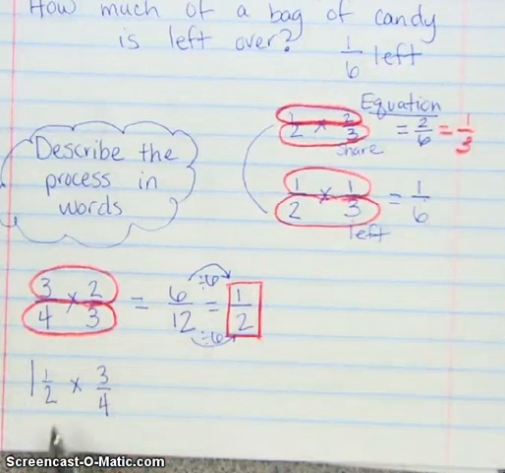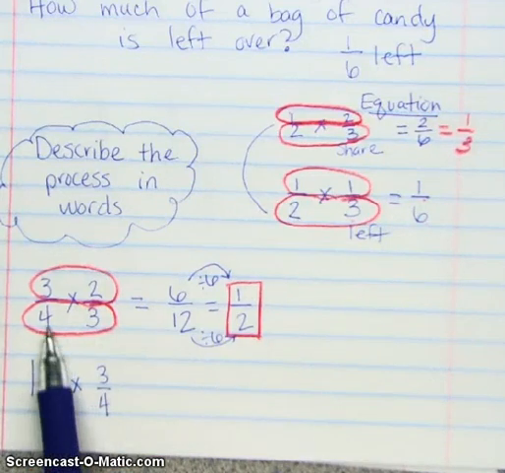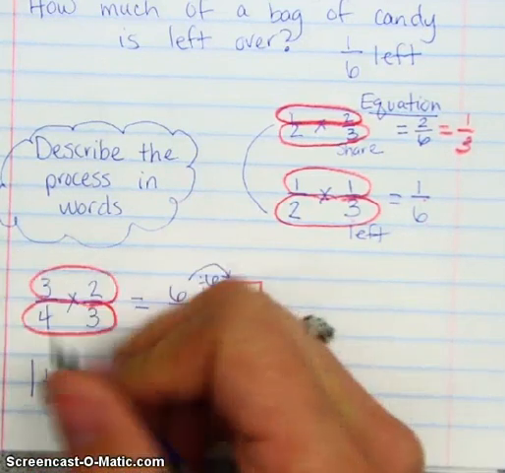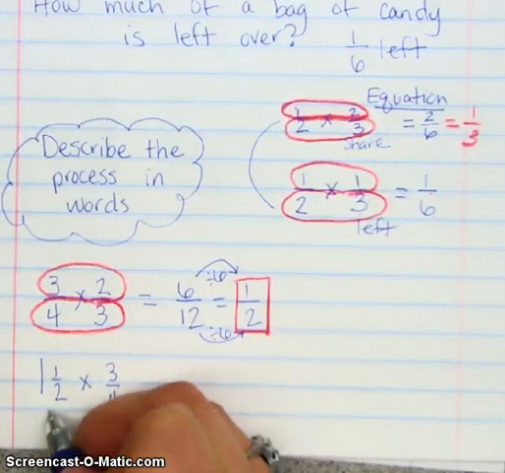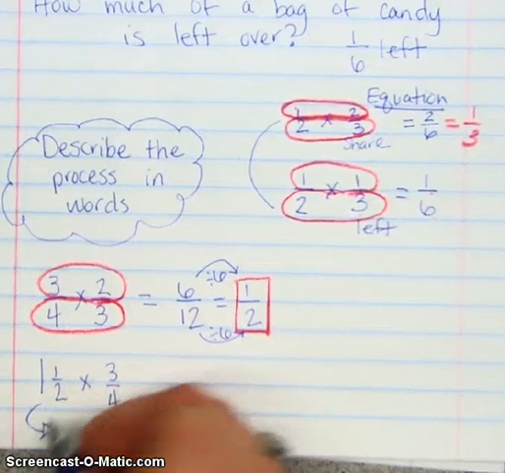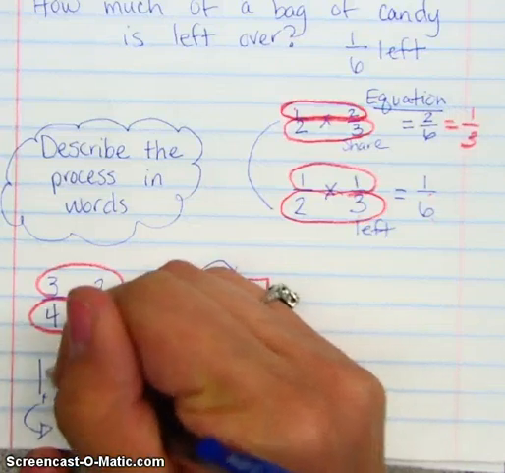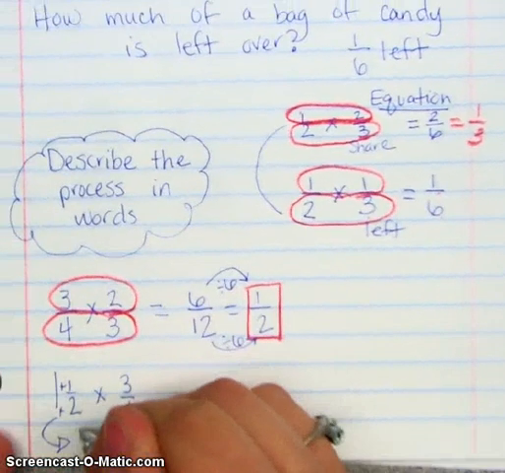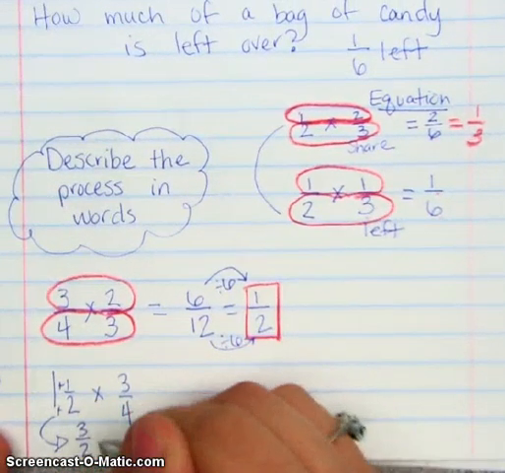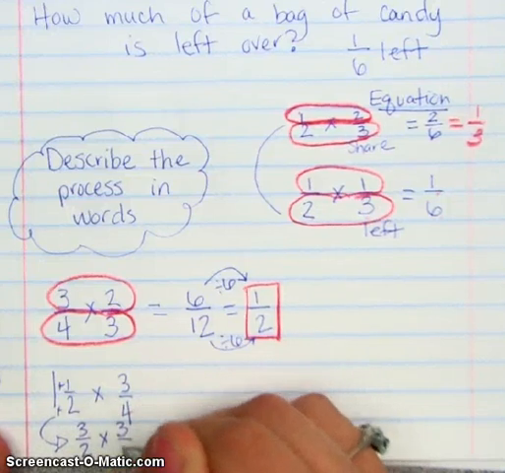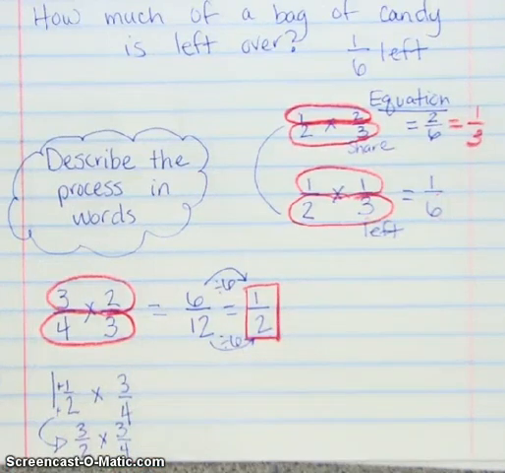Well, what am I going to do here where it's 1 1/2 times 3/4? Because this number is not in fraction form, I have to change mixed numbers to improper fractions. So we're going to rewrite this. And we're going to do 1 times 2 is 2, plus 1 is 3. And I get 3/2 times 3/4. Now I can use this process because both of them are in fractional form.